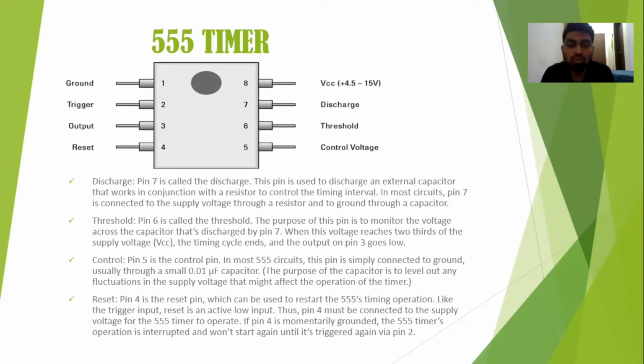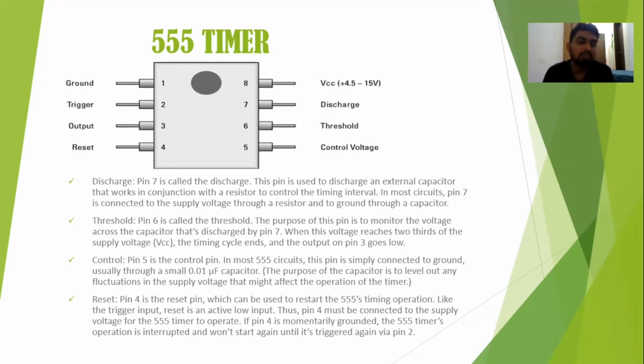So the next pin is the control pin, pin number 5. In most 555 circuits, the pin is simply connected to the ground, usually through a small 0.01 microfarad capacitor. The purpose of the capacitor is to level out any fluctuation in the supply voltage that may affect the operation of the timer. And the last pin is the reset pin.